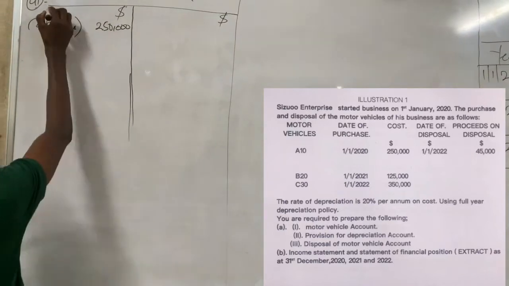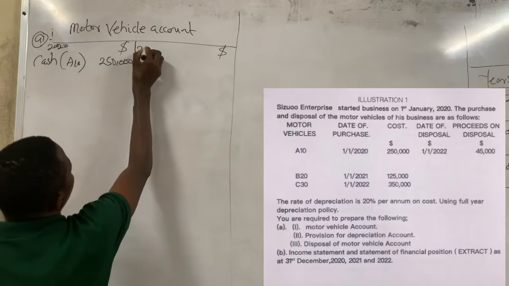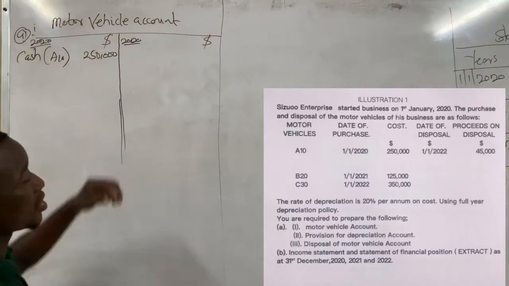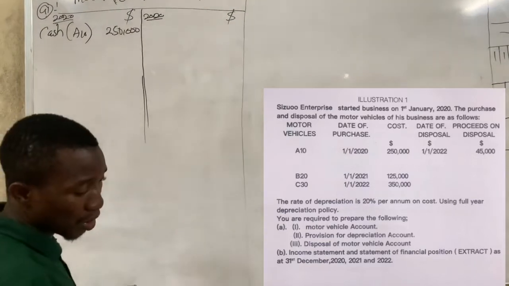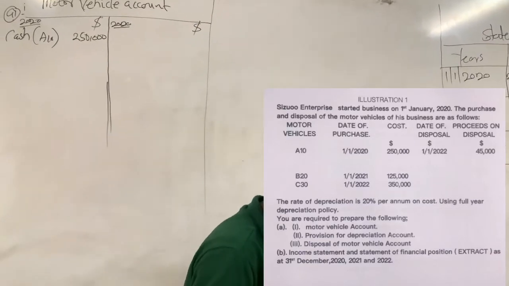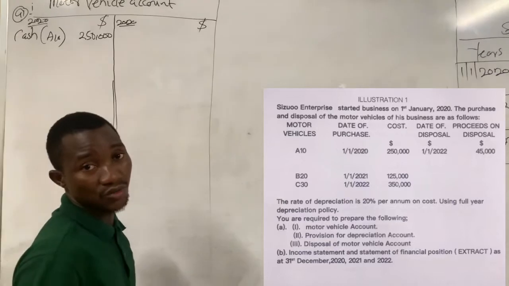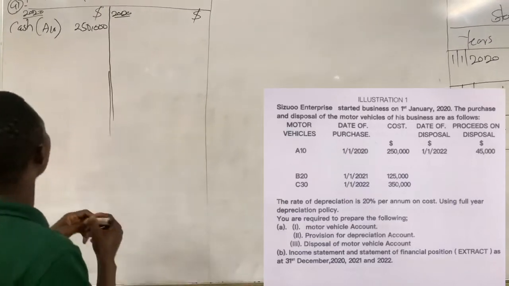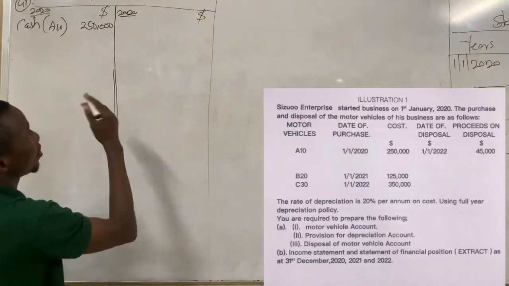So let me break the year, that is 2020, because we are presenting it year by year. So for 2020, we didn't make any acquisition. What we did is that the disposal of this particular asset is done in 2022. So when we get to 2022, then we dispose of it. So for this particular year, there is nothing we can do again.